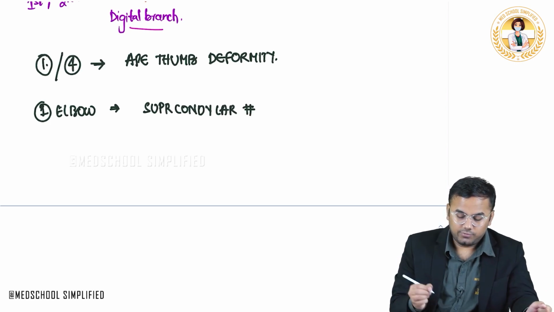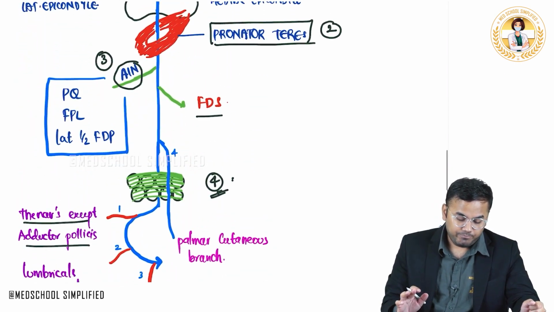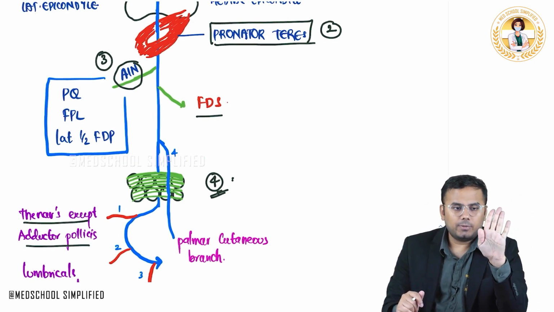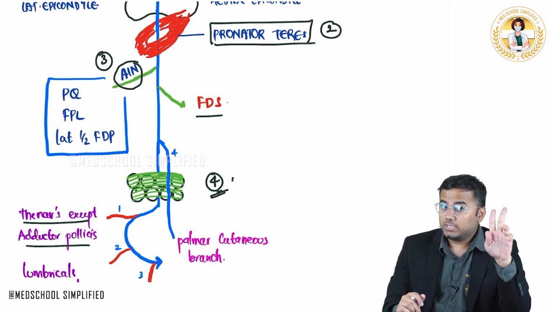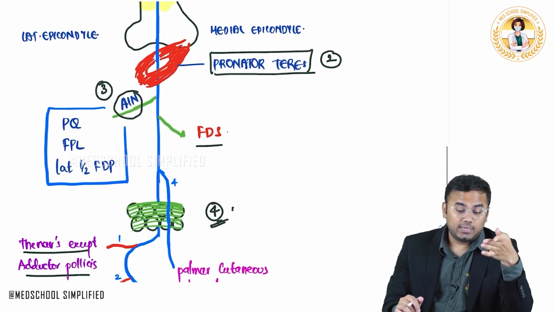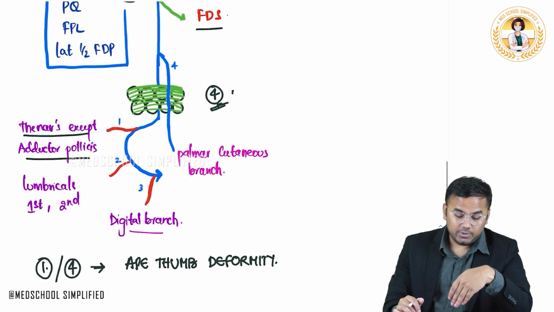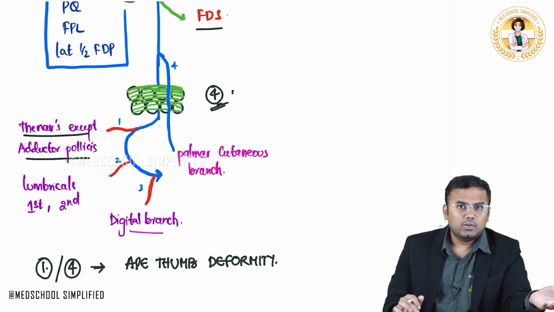Supracondylar fracture. If there is an injury at the supracondylar region, what will happen? This patient will come to me with ape-thumb deformity. He is coming to me saying, doctor, my finger is like this. Now two things come to my mind: maybe the injury is at the level of the supracondylar region, or maybe the injury is at the level of the wrist. But I don't know where the injury is, right?